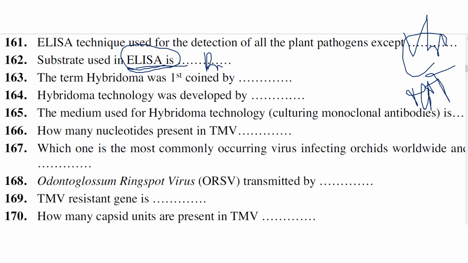How many nucleotides are present in TMV? So TMV contains 6,400 nucleotides, 158 amino acids and 2,130 protein subunits. But the nucleotides are 6,400.